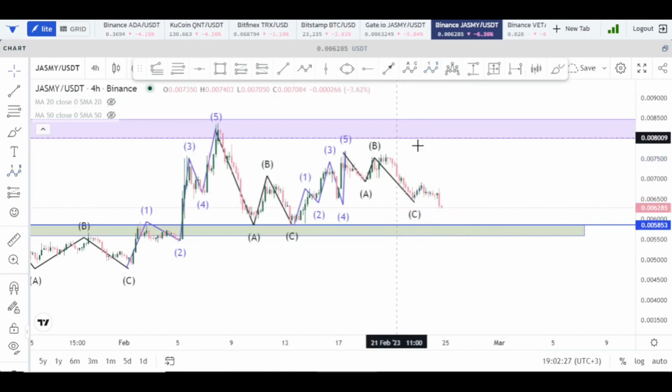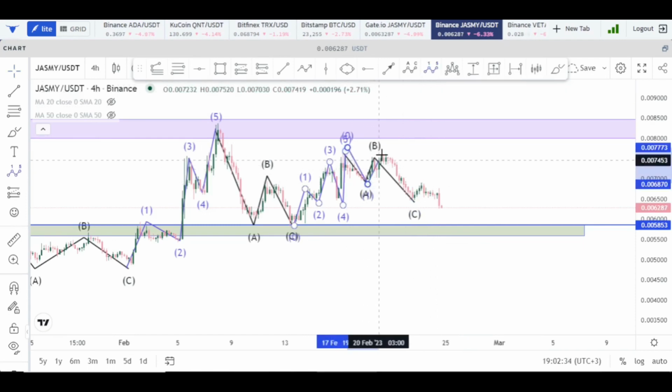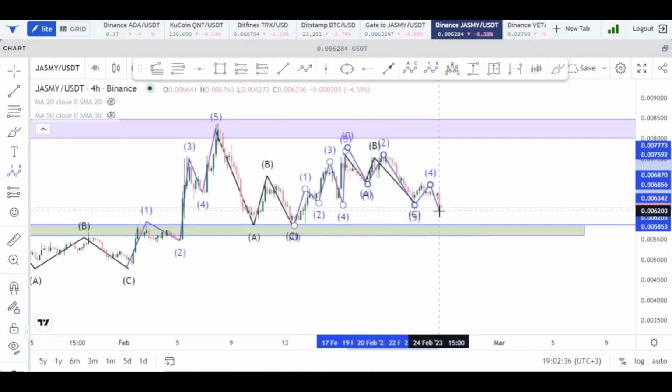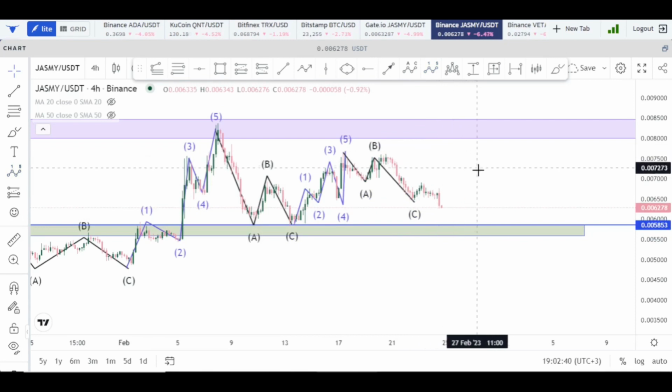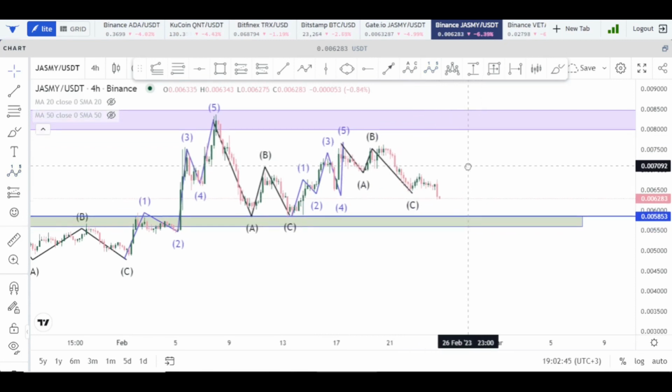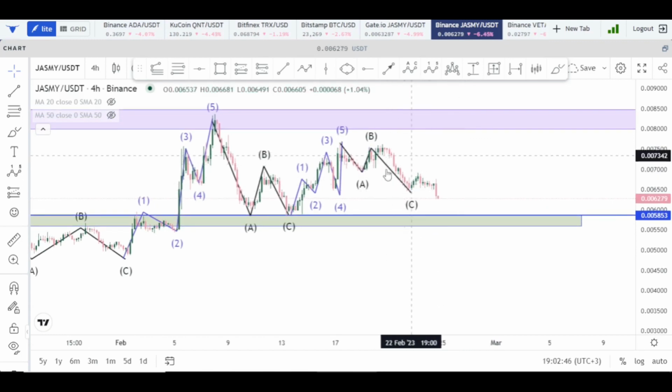Not really sure what it is, but I don't want to jump to conclusions that we are in something like maybe a 1 2 3 4 5 to the downside, and that would actually signal a short to medium term correction for the Jasmy price. But I don't have enough data to come to that conclusion, so we'll rather wait for the price to give more information, so that we can have a better understanding of what's happening there, right?